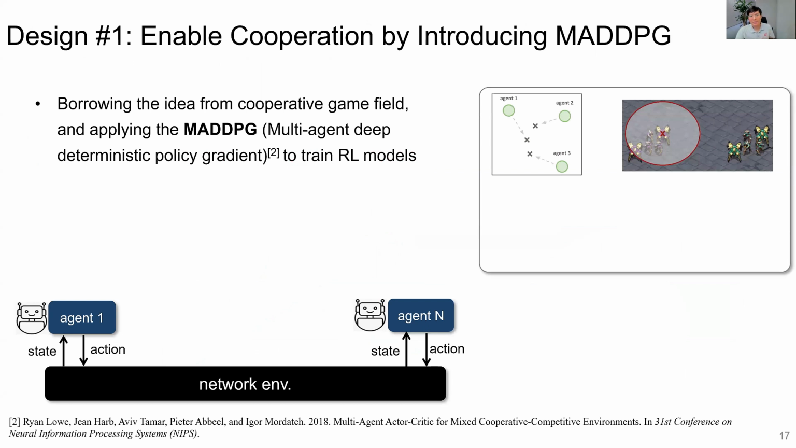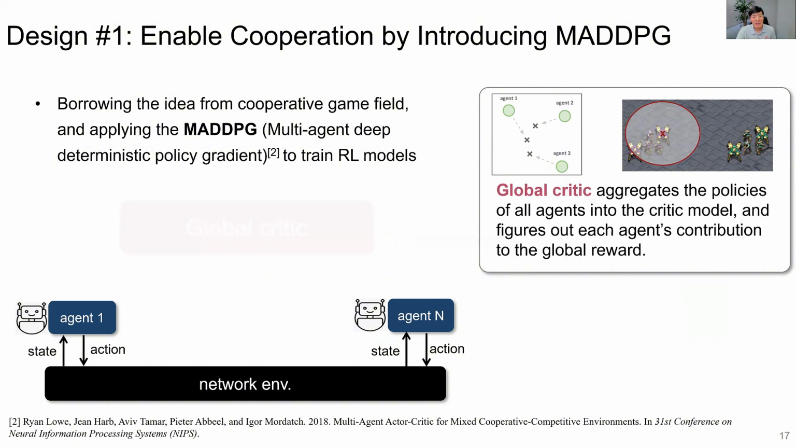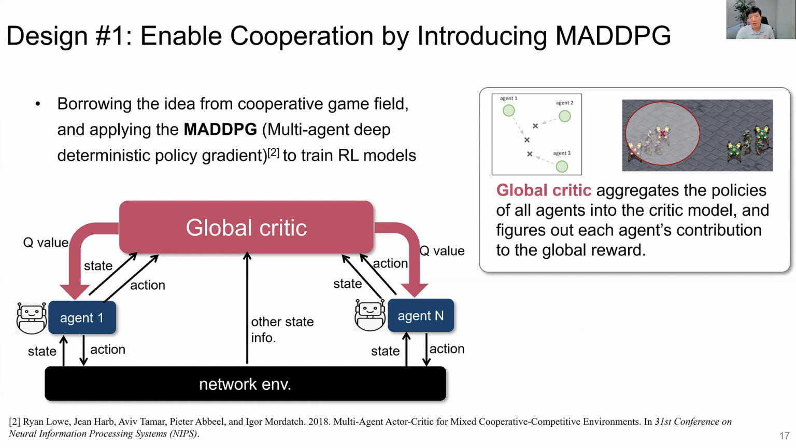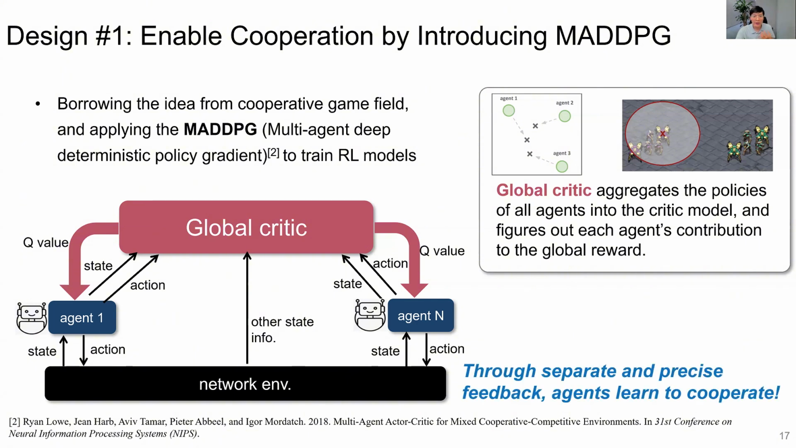To address this problem, we borrow the idea from the cooperative game field and apply the MADTPG algorithm to train the IO models. MADTPG aggregates the policies of all agents into a global critic model and distinguishes each agent's contribution to the global reward. That is, the critic has a global view and can judge the actions of each agent. As a result, through separate and precise feedback, agents learn to cooperate.